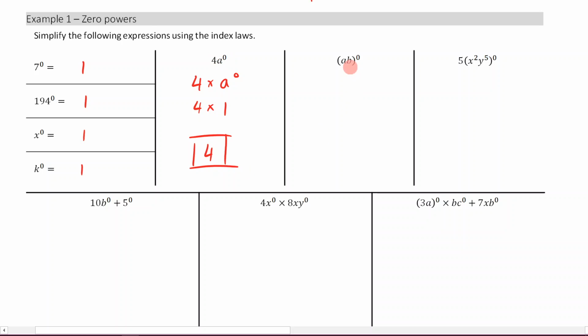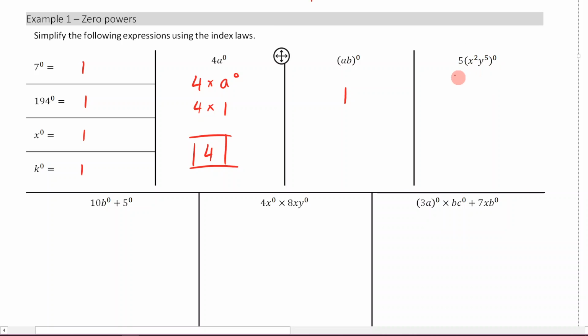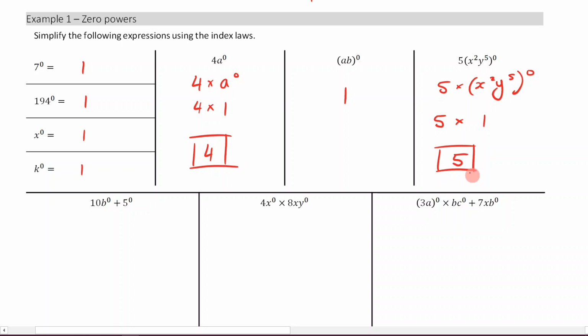Now, when we come here, because I have brackets, this whole statement is raised to the power of 0, which means the answer is just 1, because the whole thing is raised to the power of 0. Over here, if we were to write this in expanded form, it would be 5 times x squared y to the 5 to the power of 0. So as you can clearly see here, this 5 is not raised to the power of 0. It's by itself. So it's going to be 5 times 1, and then the answer is 5. So that's your answer there.